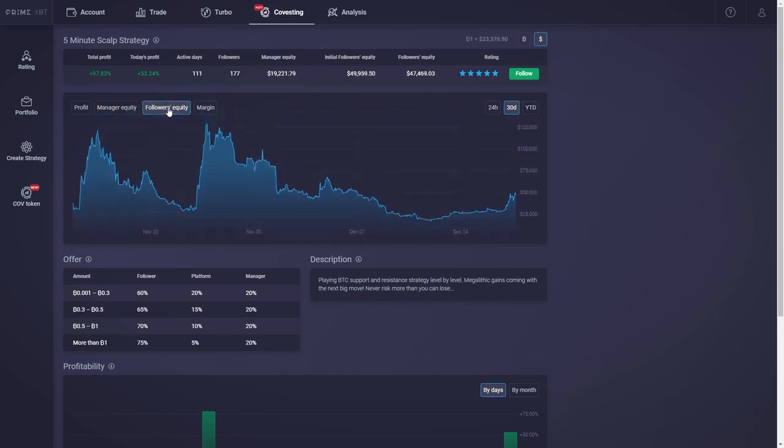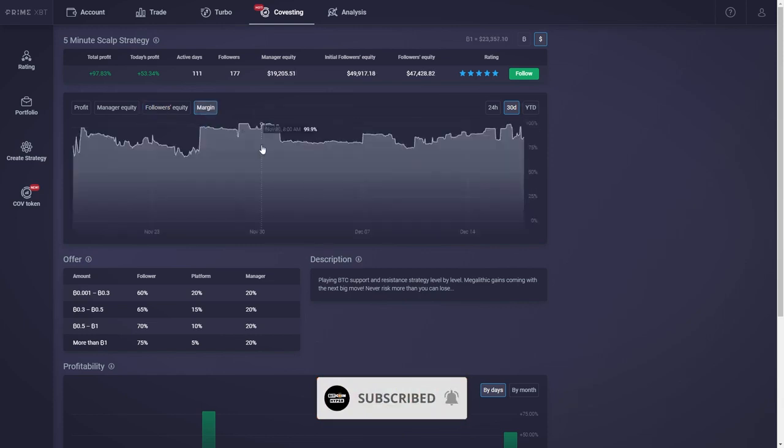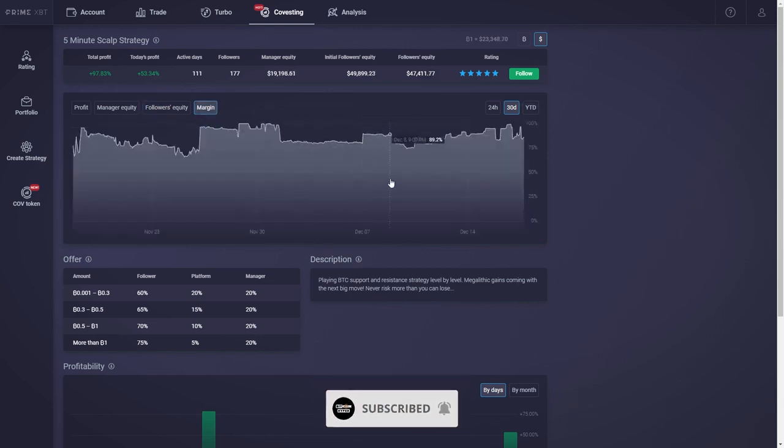Also, followers equity, you can see that the followers equity actually has been decreasing for a couple of days right now. Also, a metric that you can pay attention to is the margin. I would say that this margin level needs to be as close to 100%. Right now you can see that it is at around 85%, but of course the closer to 100% the better. So those are right now the graphs that you need to pay attention to, and also the metrics.